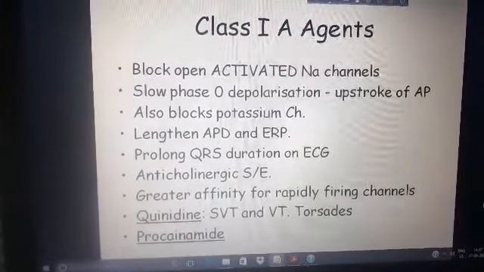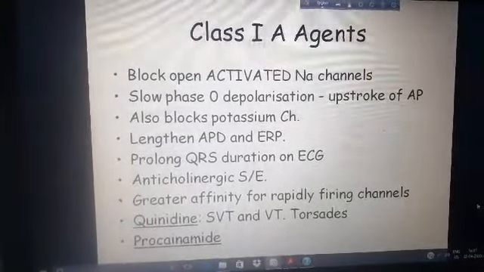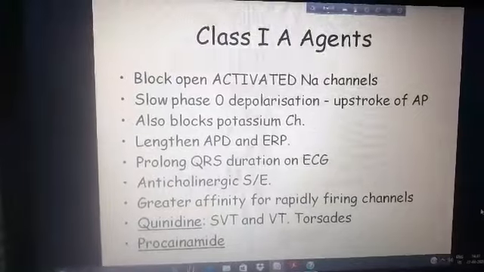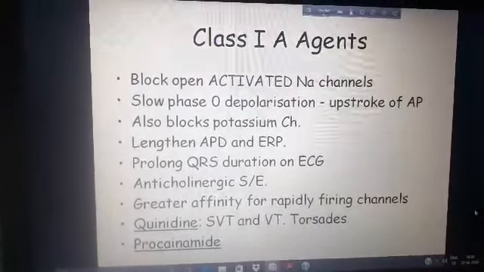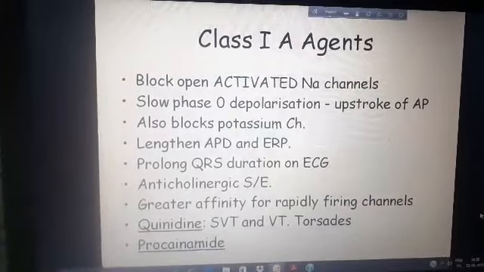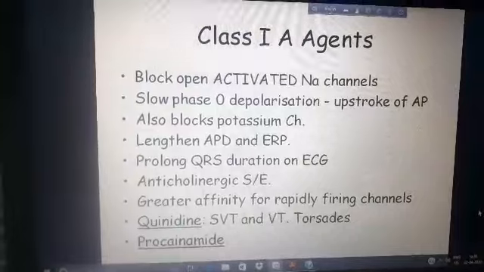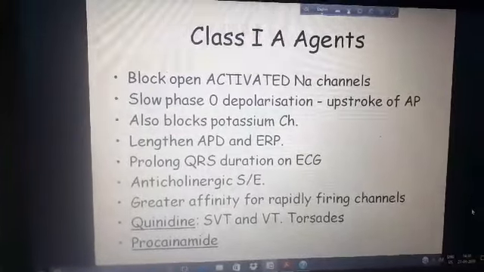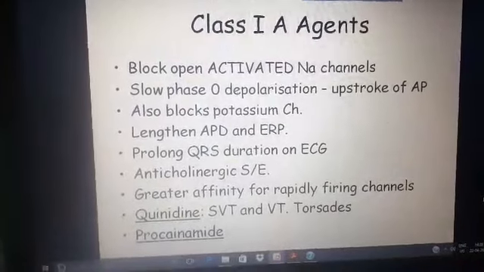Class 1A agents block the activated open and inactivated sodium channels. They slow the phase 0 depolarization. The upstroke of the action potential is slowed down, and they also block some potassium channels, and due to this there is prolongation of the action potential duration as well as the effective refractory period, and prolongation of the QRS duration. Some of them have anticholinergic side effects, and they have greater affinity for rapidly firing channels. That means the faster the heart rate, the more active they are.